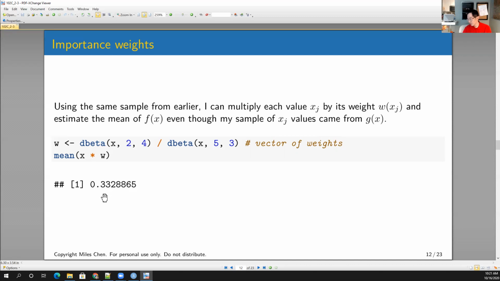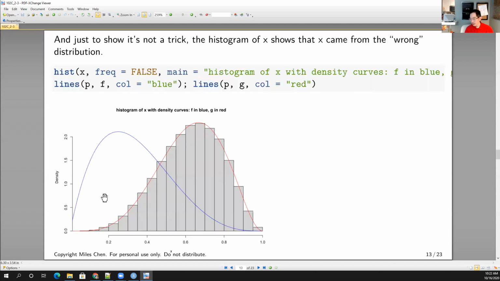Okay, and I think this is kind of an impressive result, that we're drawing values from a completely different sample and still we're able to get the quantity that we want. Okay, and just to show you that it's not a trick, if I create a histogram of X, we can see the histogram of X directly matches the beta 5,3 distribution. Okay, it comes from the wrong distribution, the red one. But again, when I weigh them, then I can calculate the mean of the blue distribution. Right.